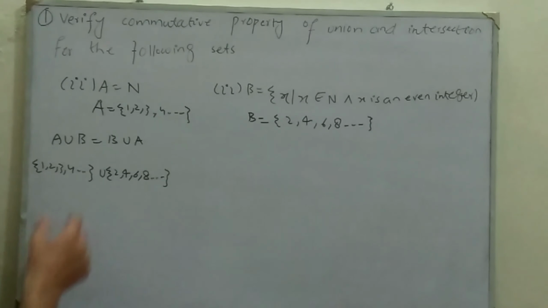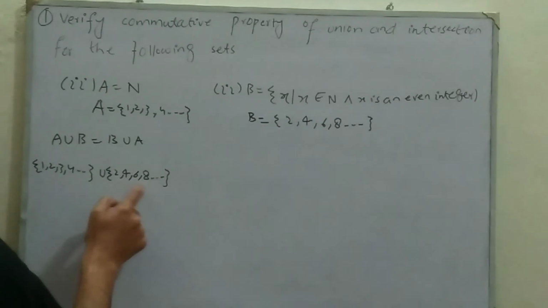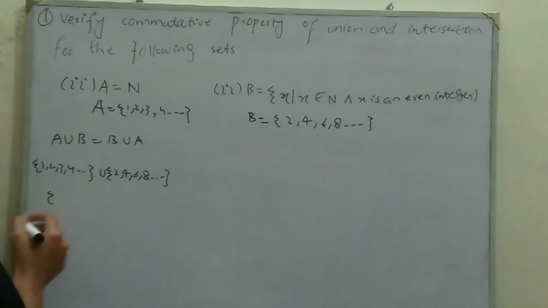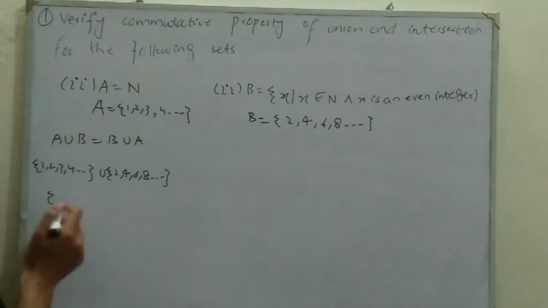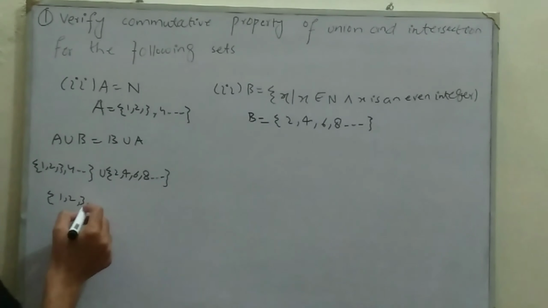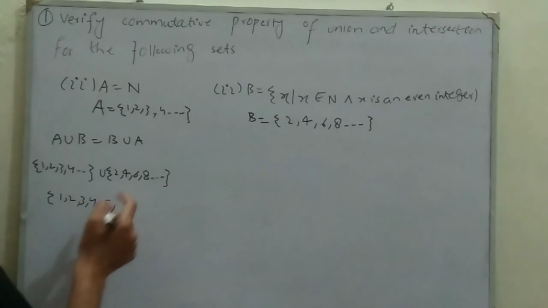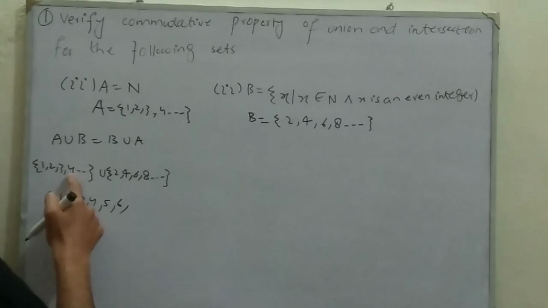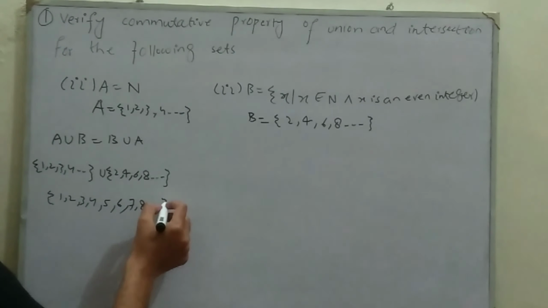Now their union will be all those elements which participate in this set and also in this set. So 1, 2, 3, 4 and 2, 4, 6, 8. Here some elements are repeated, and we write them just once. So all the elements will combine over here: 1, 2, 3, 4, 5, 6, 7, 8 and goes on. This is A union B.